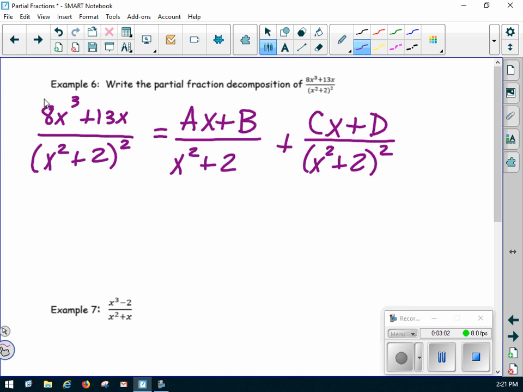Do you remember what we did after this? Good. We're going to multiply by the common denominator, which is x squared plus 2, quantity squared.